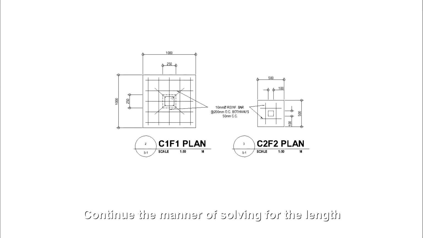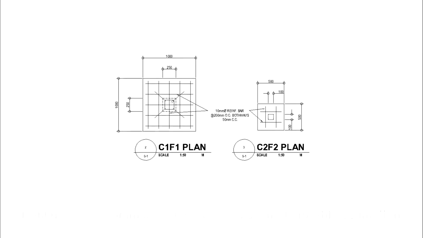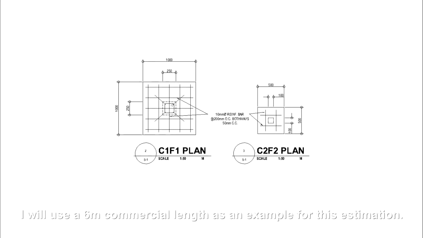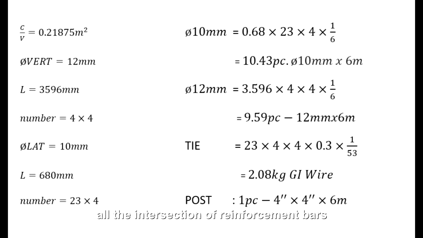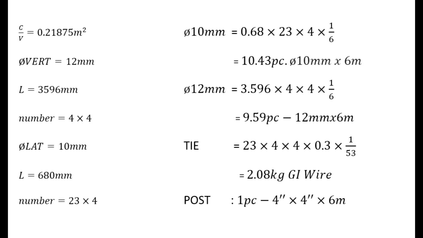Continue the manner of solving for the length of each bar by referring to the placement provided. I will use a 6-meter commercial length as an example for this estimation. Getting the amount of tie wire to be used is basically counting all the intersections of reinforcement bars, then equating it as shown.